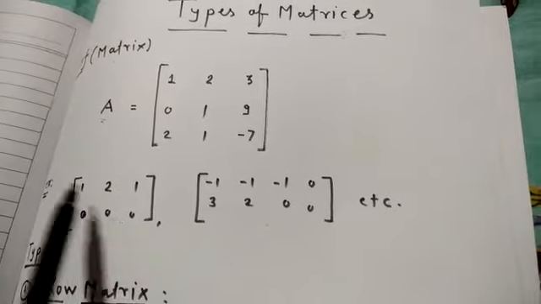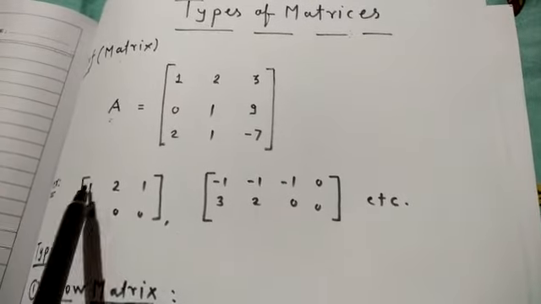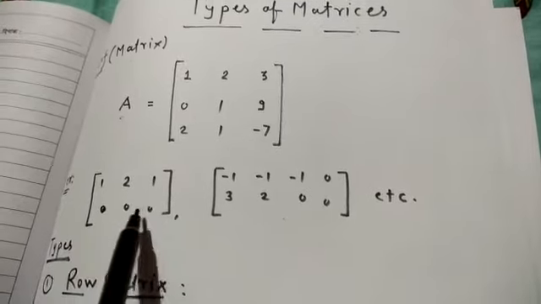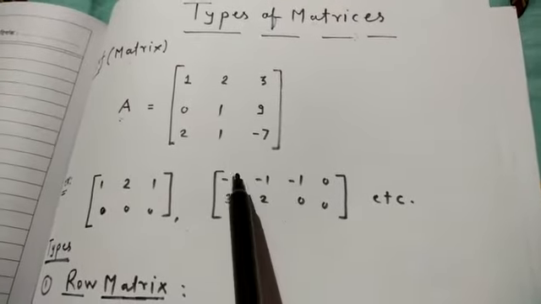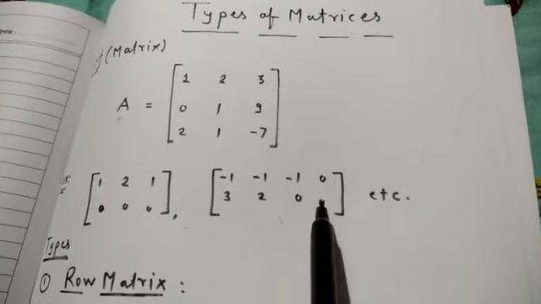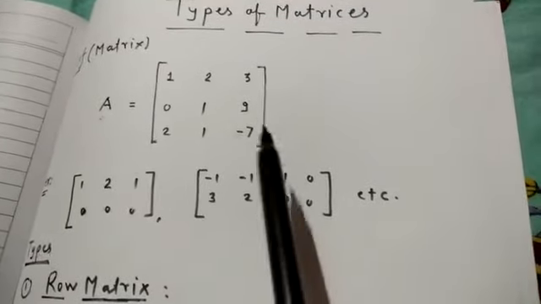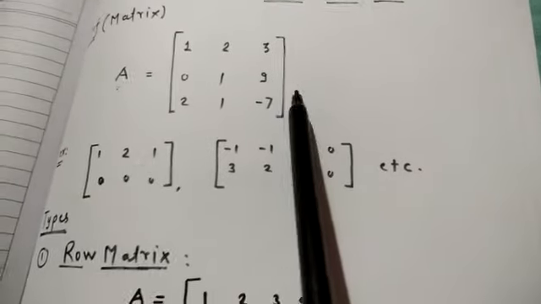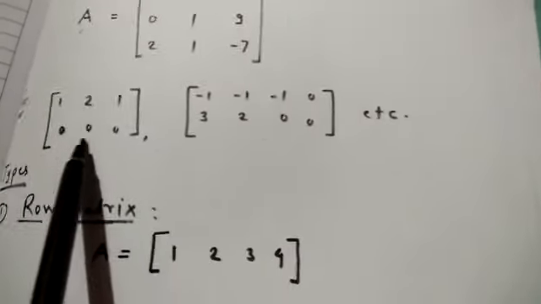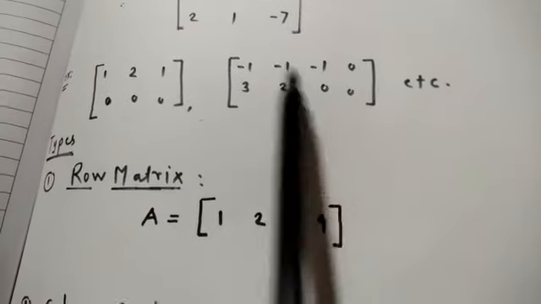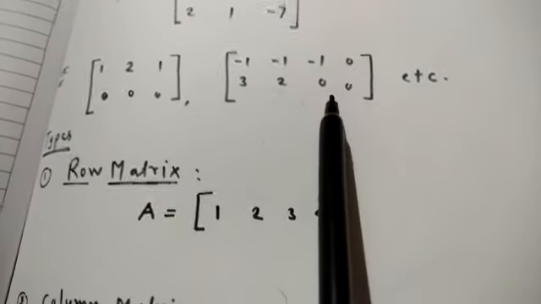In this matrix, there is first and second, there are two rows, and 1, 2, 3, there are three columns. And the second matrix, 1, 2, there are two rows, and 1, 2, 3, 4, there are four columns. It means in this matrix, rows and columns are 3 and 3, means equal. In this matrix, rows are 2 and columns are 3, means not equal. And in this matrix, rows are 2 and columns are 4, means not equal.